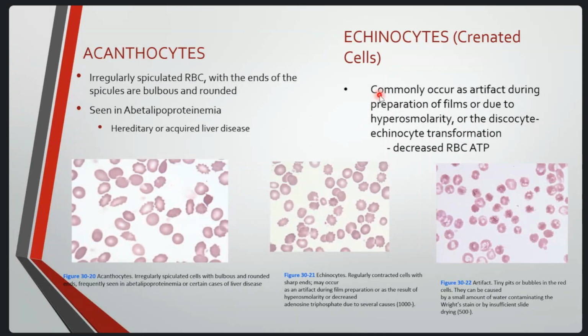Another one is the echinocytes, or the crenated cells, though they commonly occur as artifacts during preparation of films, or due to hyperosmolarity, or to the discocyte-echinocyte transformation, which decreases the ATP in the red blood cells. So these are echinocytes.